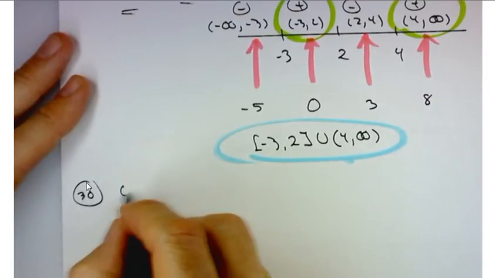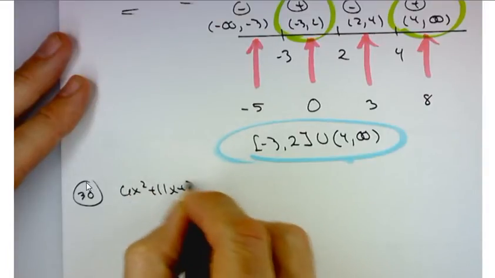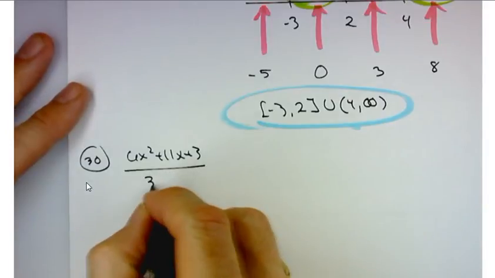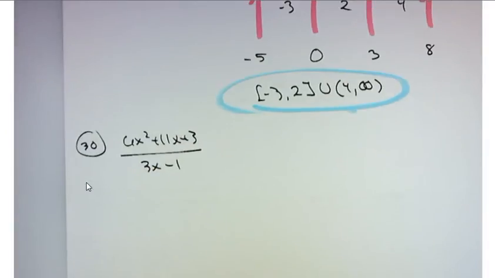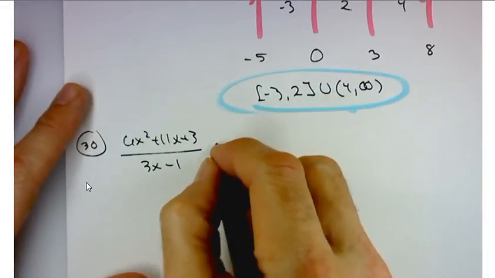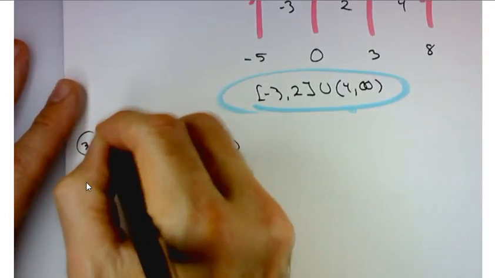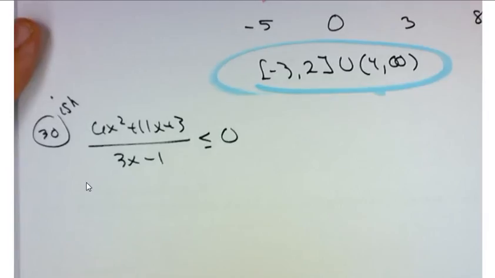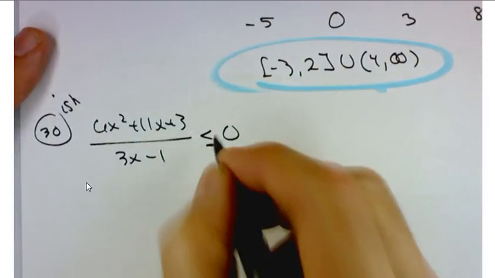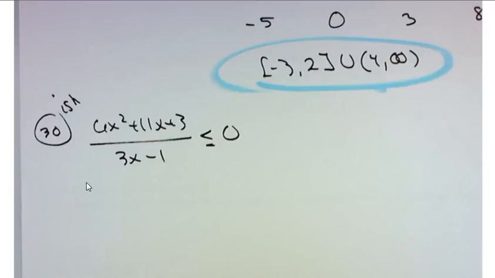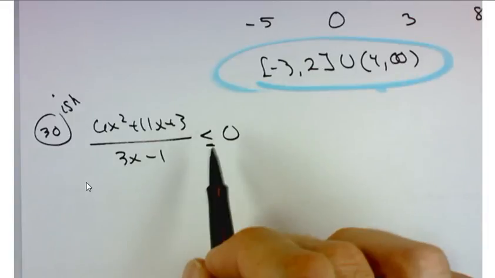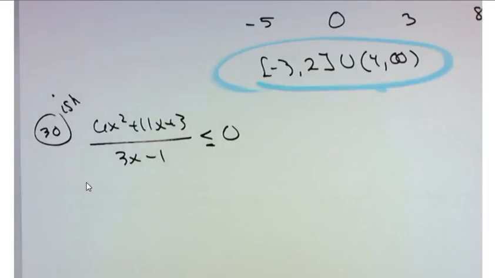So 6x squared plus 11x plus 3 over 3x minus 1. And I want to know where that's less than 0. Let's kind of make this problem 30-ish by doing less than or equal to 0. As it's written, the answers would end up all with parentheses. And you wouldn't have to think about brackets versus parentheses at all. I'll tell you here that more than likely, 99% chance I'll have a less than or equal to or greater than or equal to, because I want you to think about the brackets versus parentheses.